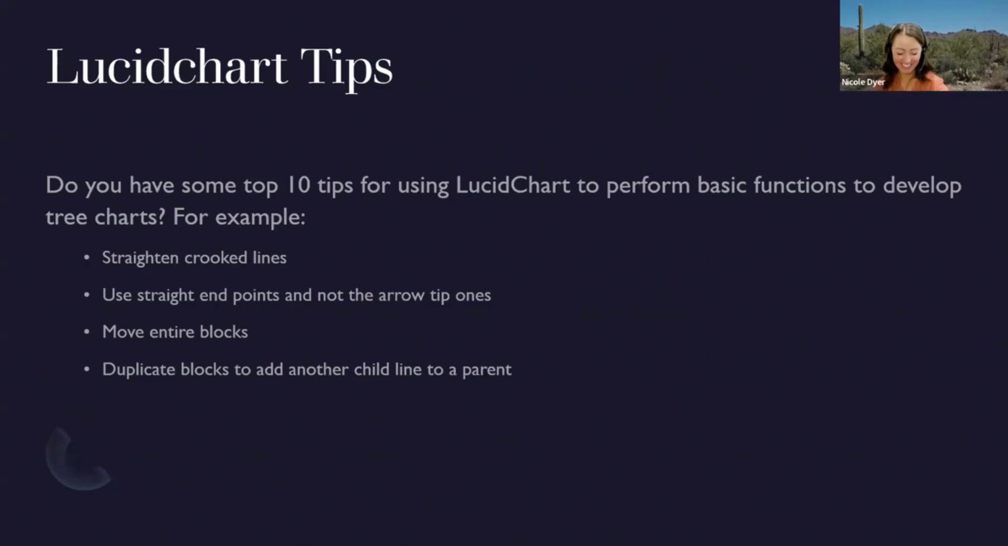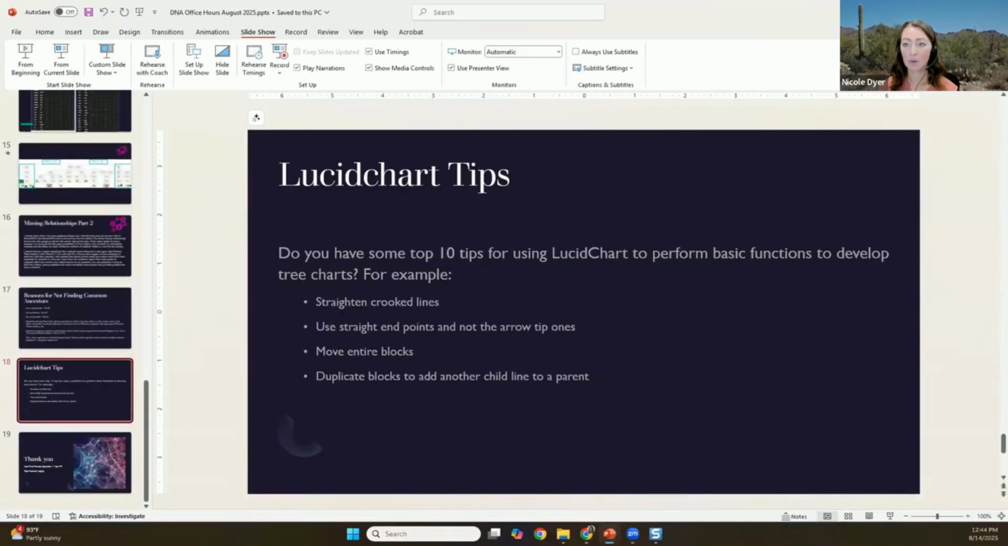And our last question is about Lucidchart. The question is, do you have some top 10 tips for using Lucidchart to perform basic functions to develop tree charts? For example, straighten crooked lines, use straight endpoints and not the arrow tip ones, move entire blocks, and duplicate blocks to add another child line to a parent. So now I'm just going to switch my screen over to Lucidchart and show some things there. And hopefully that will be helpful.